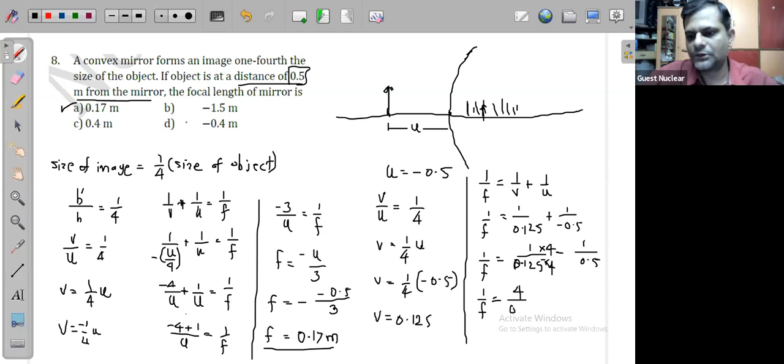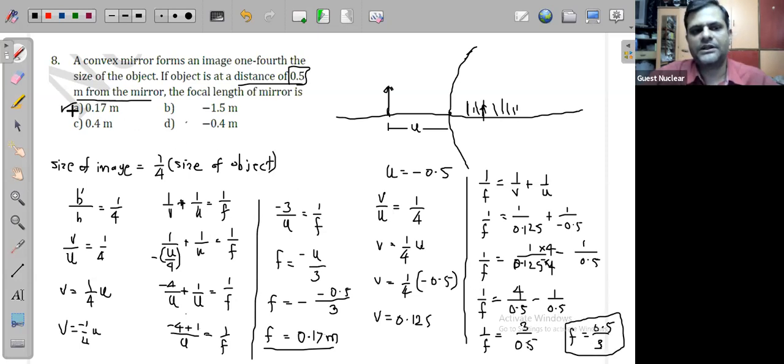4 upon 0.5 minus 1 upon 0.5, and then we get 1 upon f is equal to 3 upon 0.5, which when simplified further gives f is equal to simply 0.5 upon 3, which is actually going to be 0.17 meter. This is the final answer, which is there in option number A here. Okay. Let us move to the next question.